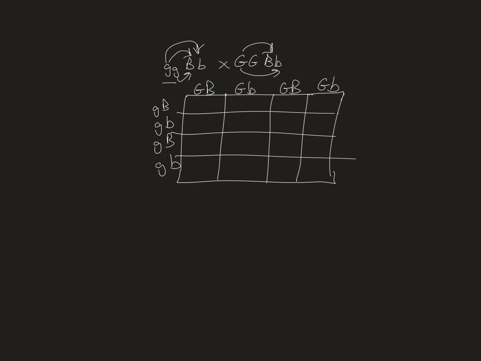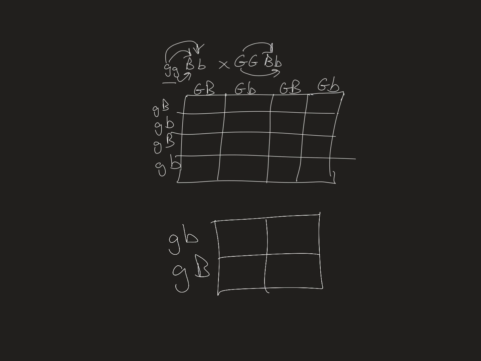So I could rewrite it and just go little g, little b, cross, little g, big B is crossed with big G, big B, or big G, little b. Right? I could have done that, and then I would have gotten this. And then this.